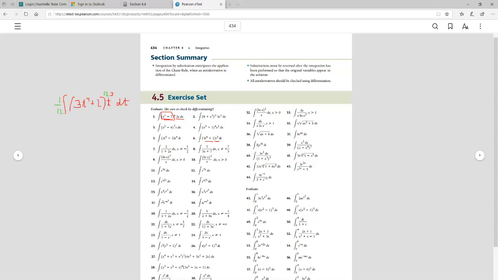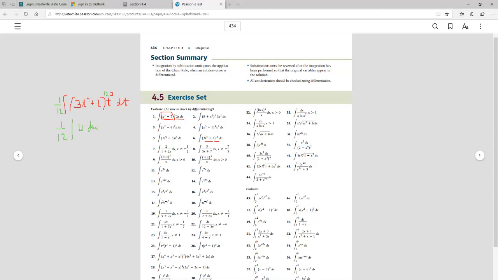So now I have 1/12 the integral of u du. And of course, that would be u squared over 2 plus c.